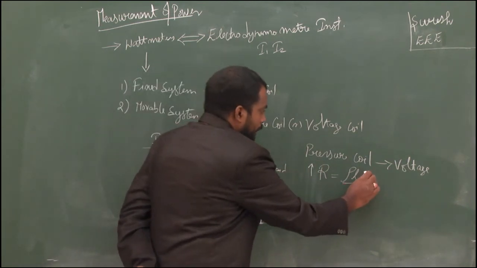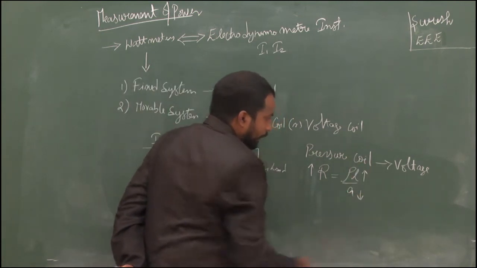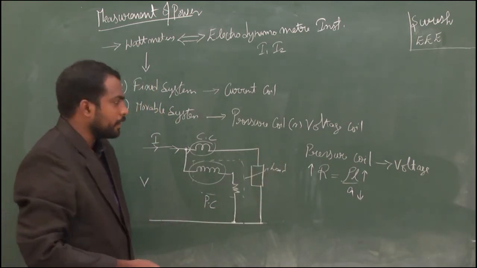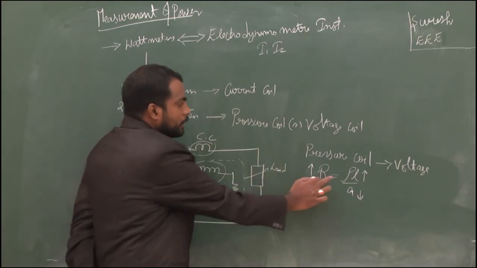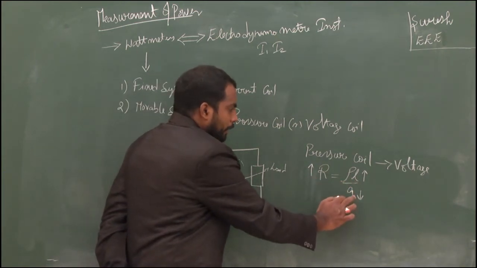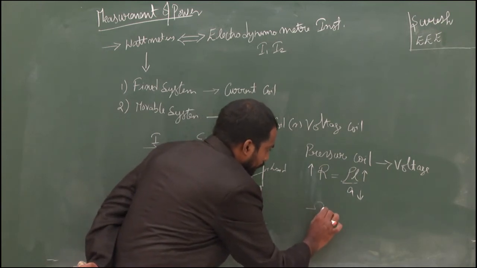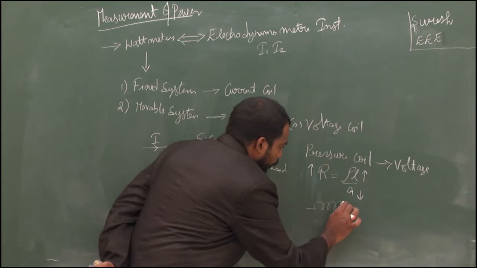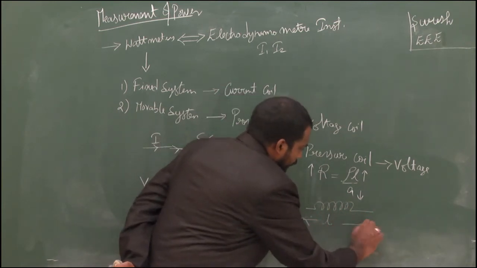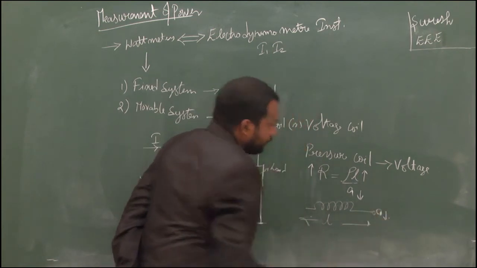What are the conditions here? The length should be more and the area should be less. As we discussed in the previous case for the current coil, we are discussing it for the pressure coil also. In order to have high resistance, the length should be high. In order to have high resistance, the area should be less. That's the main reason we will design the pressure coil with thin wire and more length. That means your length is more in this case and the area of the conductor is very less.